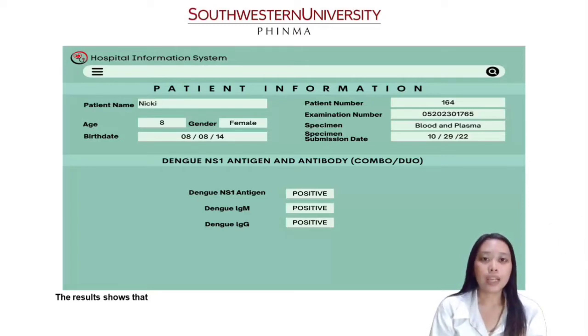A positive dengue NS1 antigen, IgM, and IgG indicate prior infection, but it doesn't mean that a negative dengue NS1 antigen means out of infection.